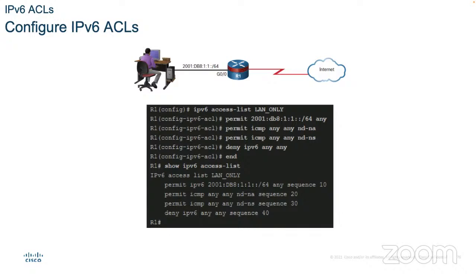In this example, R1 is permitting inbound traffic on G0 from that IPv6 network. NA and NS packets are all explicitly permitted. Traffic sourced from any other IPv6 address is explicitly denied. If the administrator only configured the first permit statement, then the ACL would actually end up with the same effect. It is always good practice to document implicit statements by explicitly configuring them.